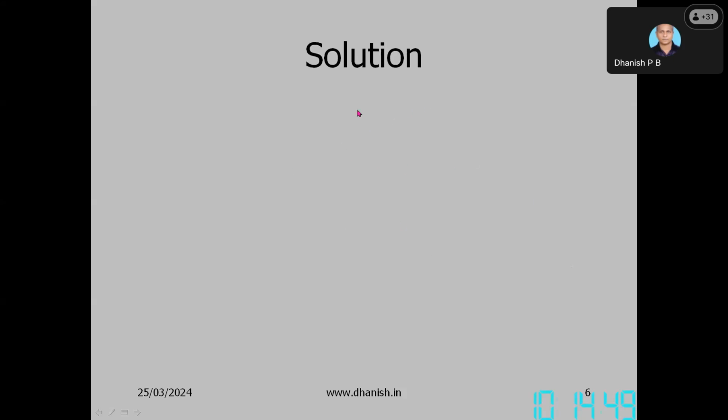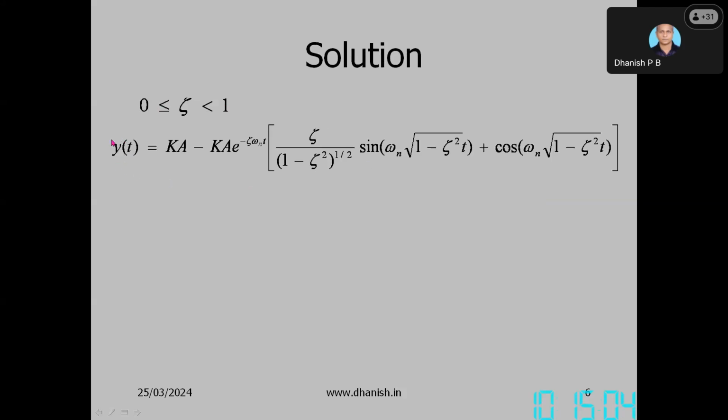So the solution for the case of a step input is, okay, we are not going into the mathematics of it, we will just use the final solution. So when zeta is between 0 and 1, the complete solution y(t) is Ka minus Ka into e raised to minus zeta omega n t. So A is the amplitude of the unit step function.